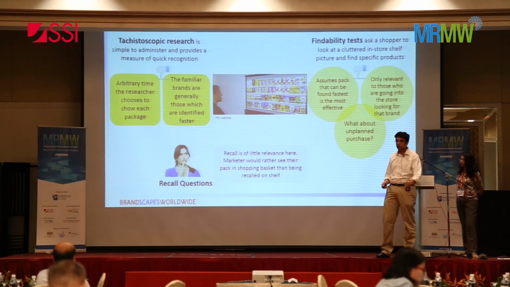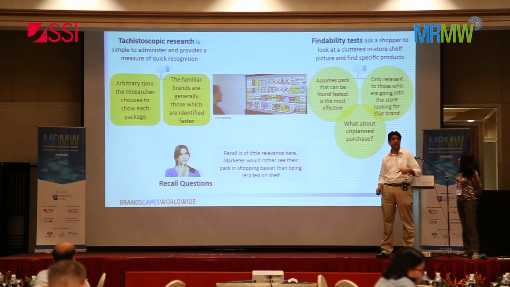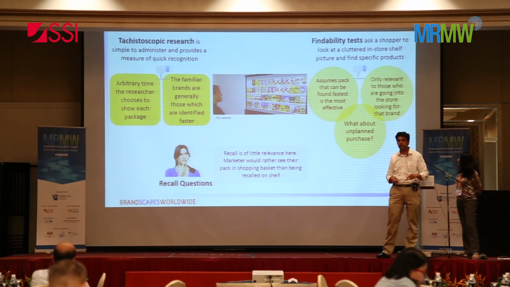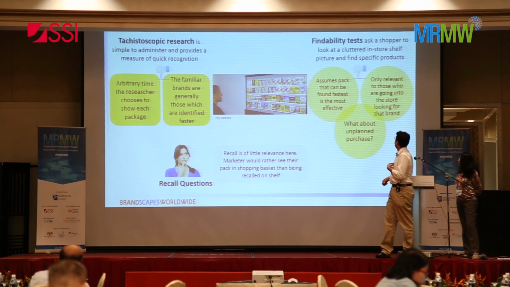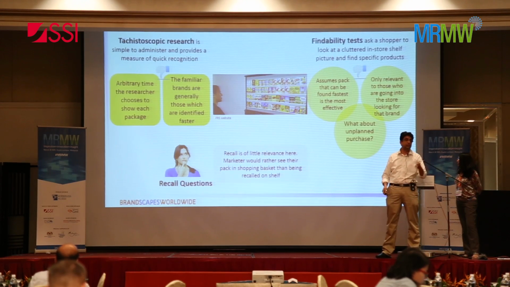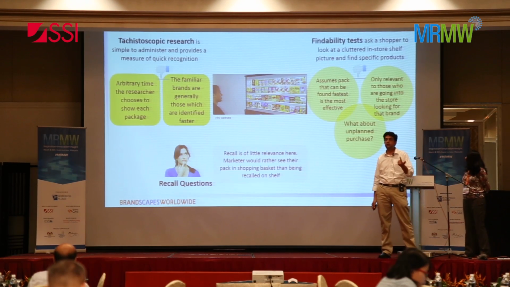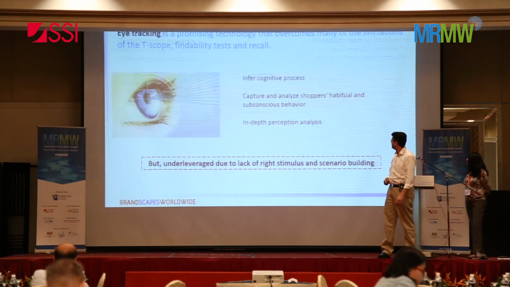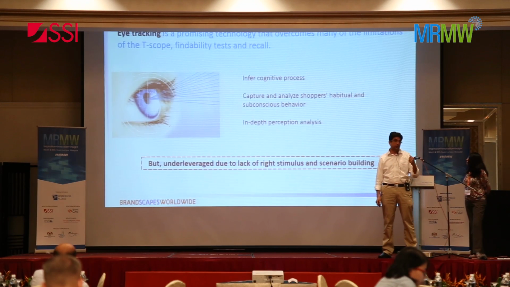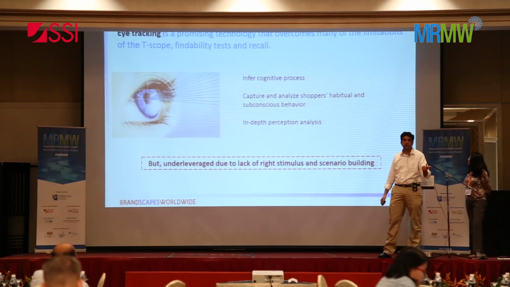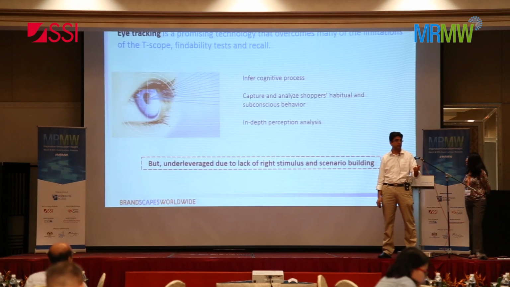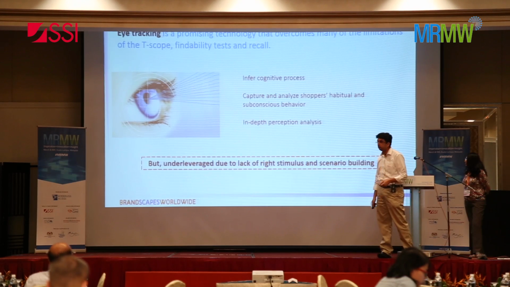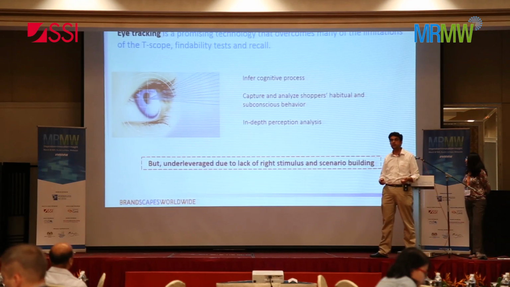So this is an example of a lot of the popular tools that we have. For example, T-scope is where a shelf is shown for a controlled period of time. Findability tests assume that you know what you're searching for. And recall questions are good for ad testing, but really in a retail store, the marketer wants to see your pack in the basket and not being recalled on shelf, really, isn't it? Eye tracking is a very promising tool. It overcomes some of the challenges that T-scope and other methodologies bring in. But really, again, the challenge of having stimulus.